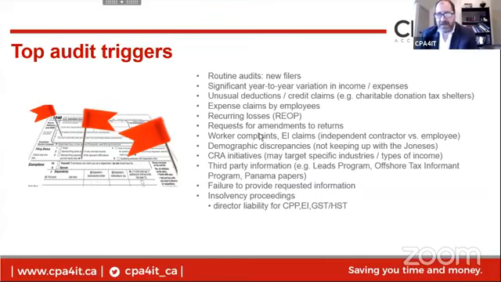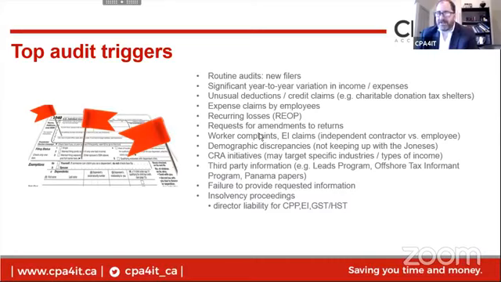Demographic discrepancies, or not keeping up with the Joneses. This is one that I find really quite interesting. What they're looking at here is, based on your postal code and where you live and your income levels, does the income that you're generating support the lifestyle that you have? Really what they're looking for is people who aren't reporting revenue. And that in and of itself could be an audit trigger if you are not making enough income based on where you live. And they do look at demographic discrepancies like that.